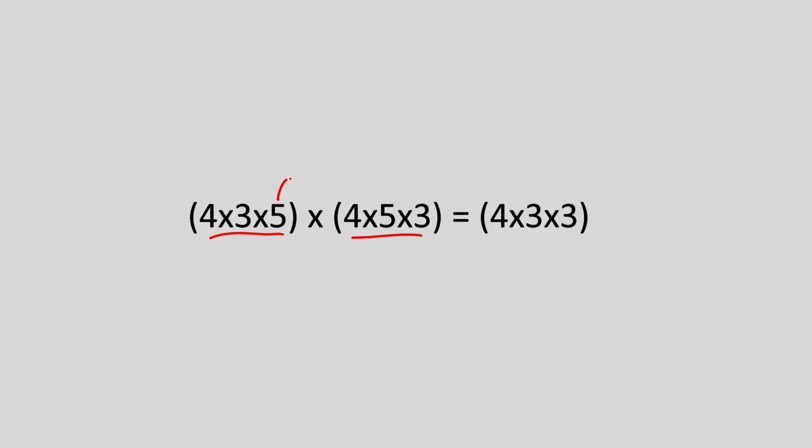When multiplication happens in 3 dimensions, these two need to be similar. Okay, this is what you need to remember. These two need to be similar, and what you will get is 4 cross 3 cross 3, because over here this one will remain and this one will remain. Okay, I hope you understood.